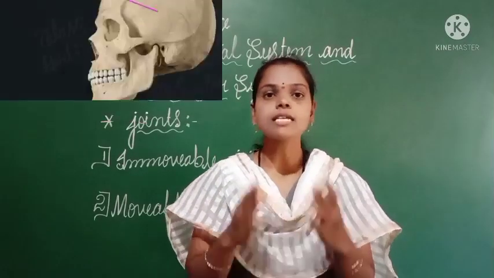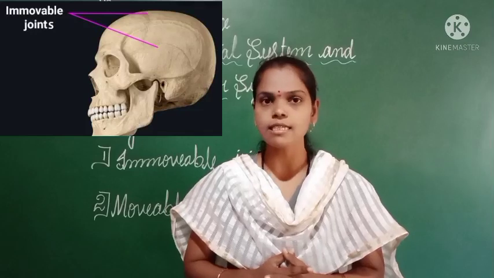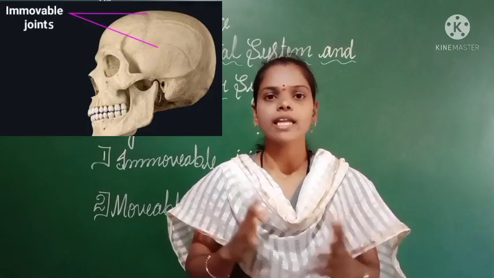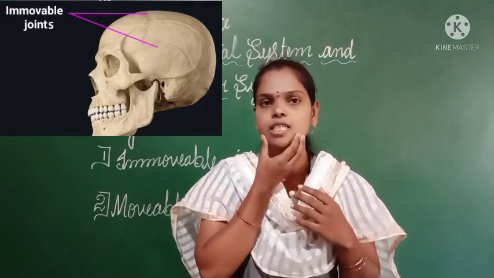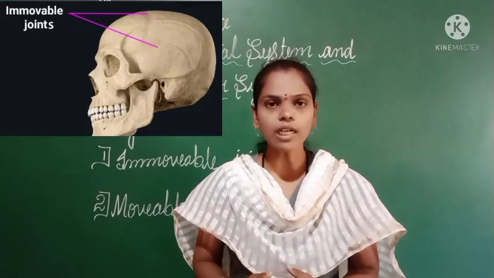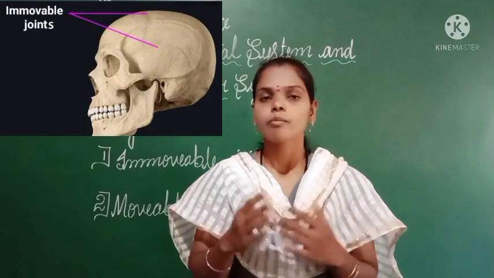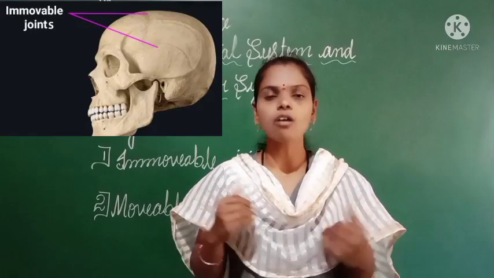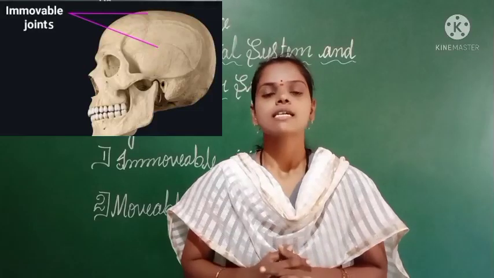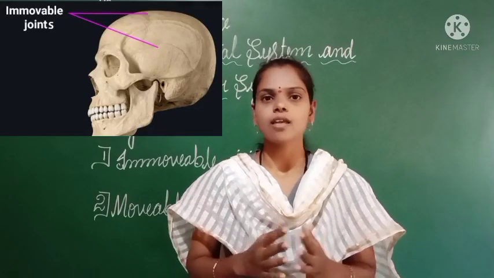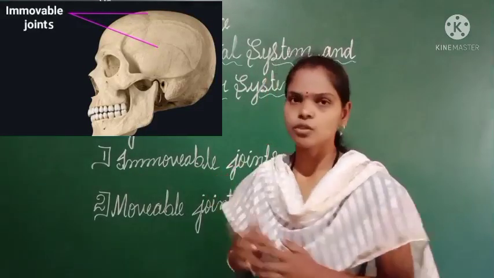For example, the skull part of the skeletal system cannot move anywhere, right? The lower jaw of the skull, however, shows movement, because of which we can talk very easily, right? So the skull part of the skeletal system is known as an immovable joint.